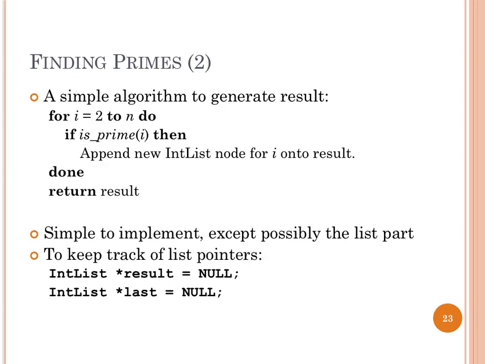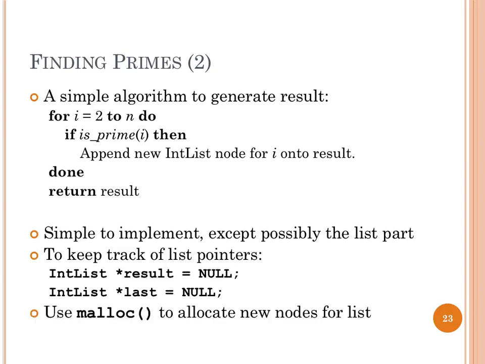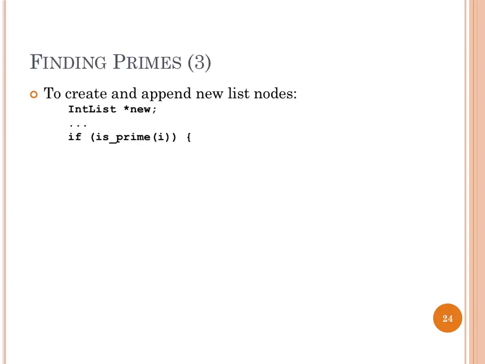Okay? So we're going to need a couple pointers in our little find primes function. We'll have one that's result. That'll be the head of the list. And then we have last, which is the last node we've allocated, so that we can just tack the next one onto the last node really easily. Right? Just last arrow next equals blah, blah, blah. Right? So we do that. Okay, and we'll use malloc to allocate the other stuff. So here's how we could do this.